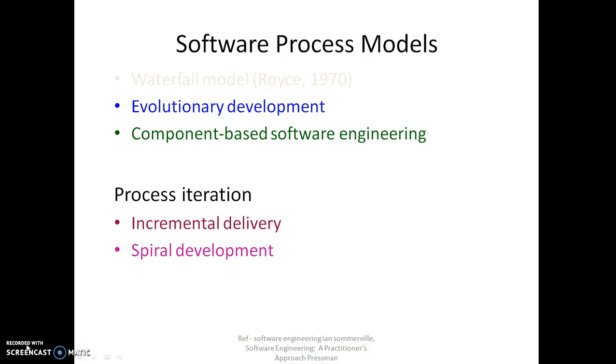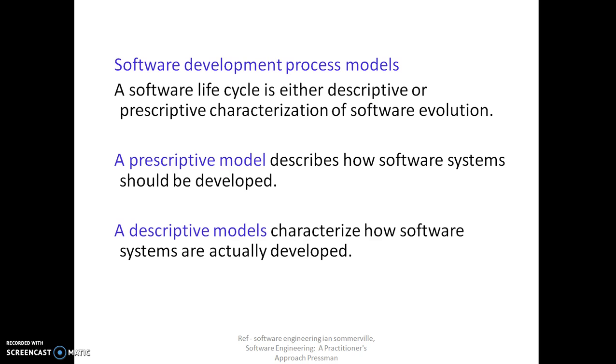Hello friends, let's study the software process models. These are the process models defined here, and we have different models like spiral, incremental and iterative models. So software development process models: a software lifecycle is either a descriptive or prescriptive characterization of software evolution. What is a prescriptive model?